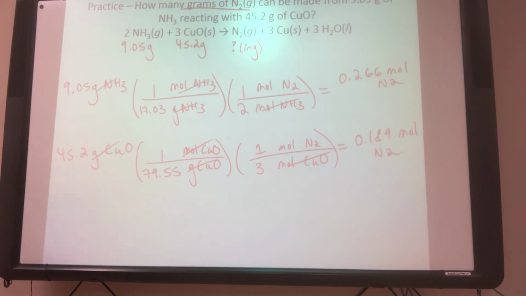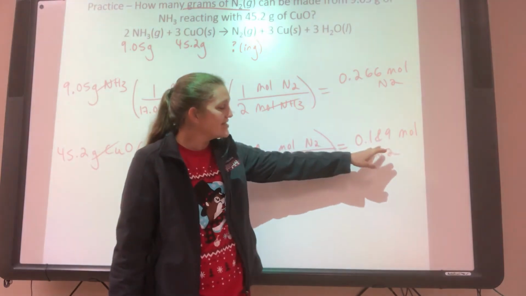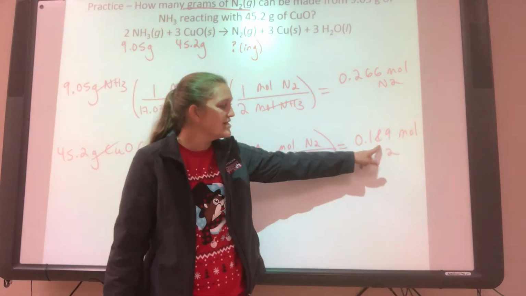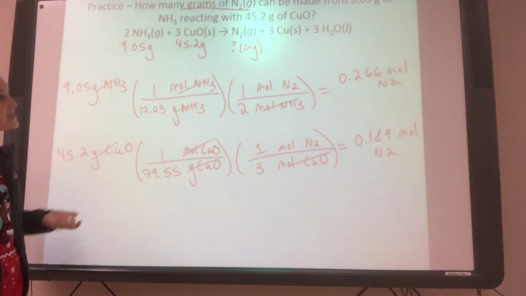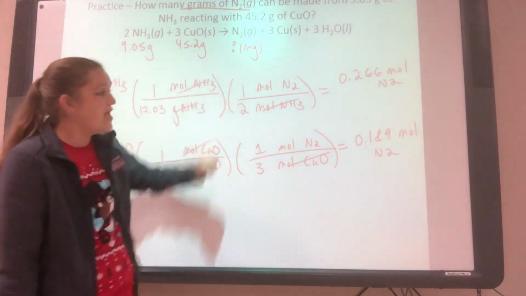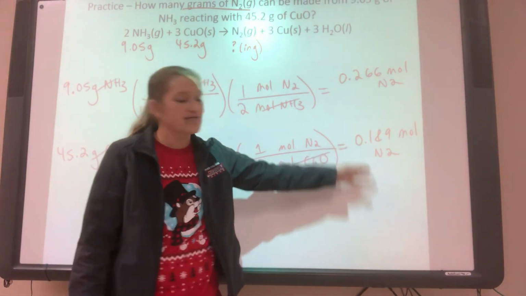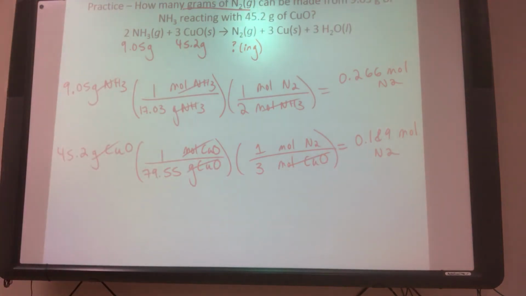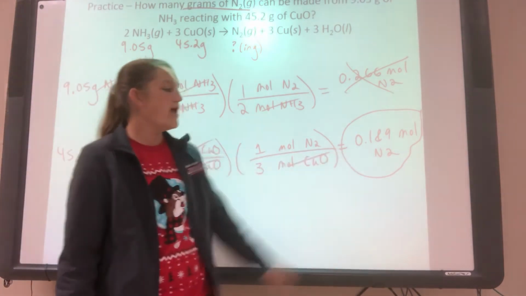So which one gives me the least amount? So this is 0.266, this is 0.189. So this is the least amount. So that makes this my limiting reactant. But it didn't ask me who my limiting reactant is. This asked me how much N2 am I going to make. So I know how much I'm going to make based on whichever one is the least. So this is my theoretical yield. This is how much I'm going to make, not that one. It's the lower one. So this is how much N2 I'm going to make.